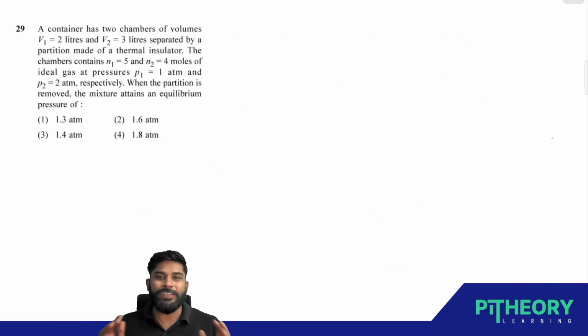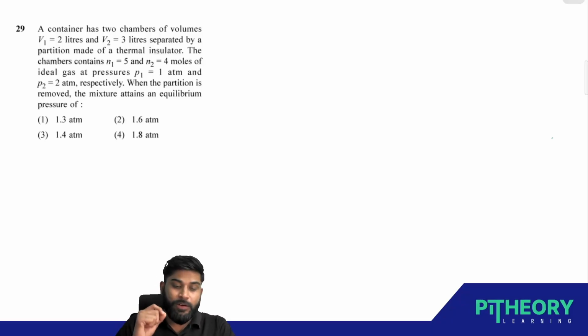Right, here is question number 29. A container has two chambers of volumes V1 equal to 2 liters and V2 equal to 3 liters, separated by a partition made of a thermal insulator. The chambers contain N1 equal to 5 and N2 equal to 4 moles of ideal gas at pressures P1 equal to 1 atm and P2 equal to 2 atm respectively. When the partition is removed, the mixture attains an equilibrium pressure of.